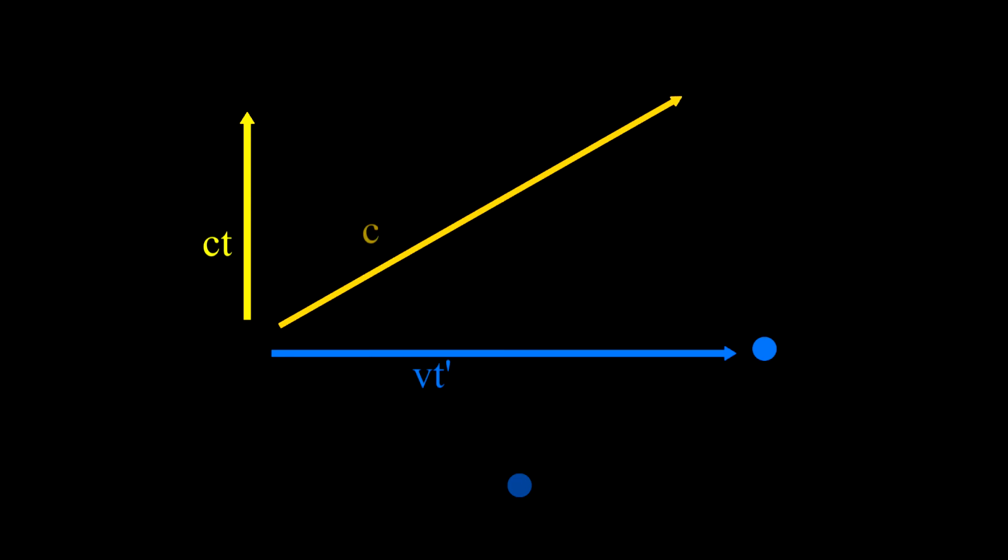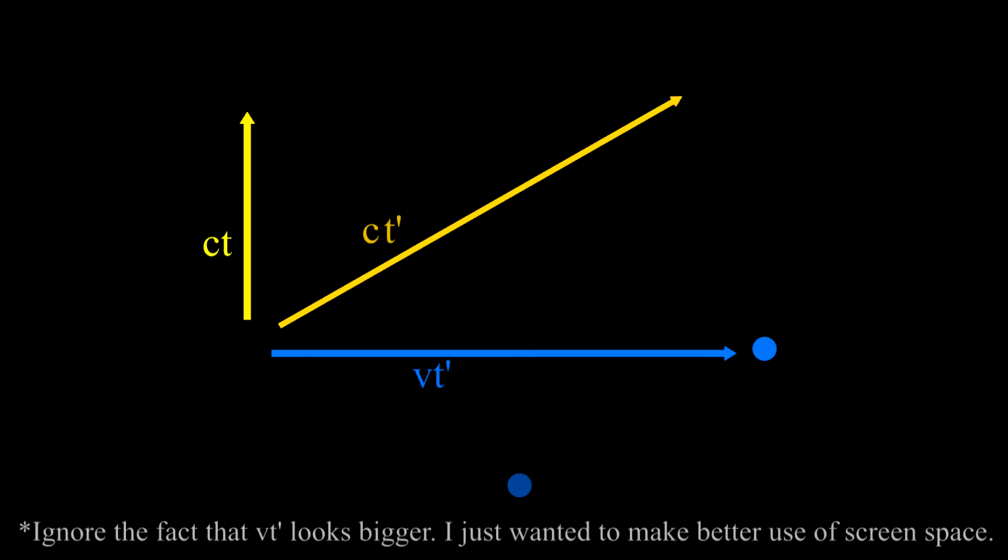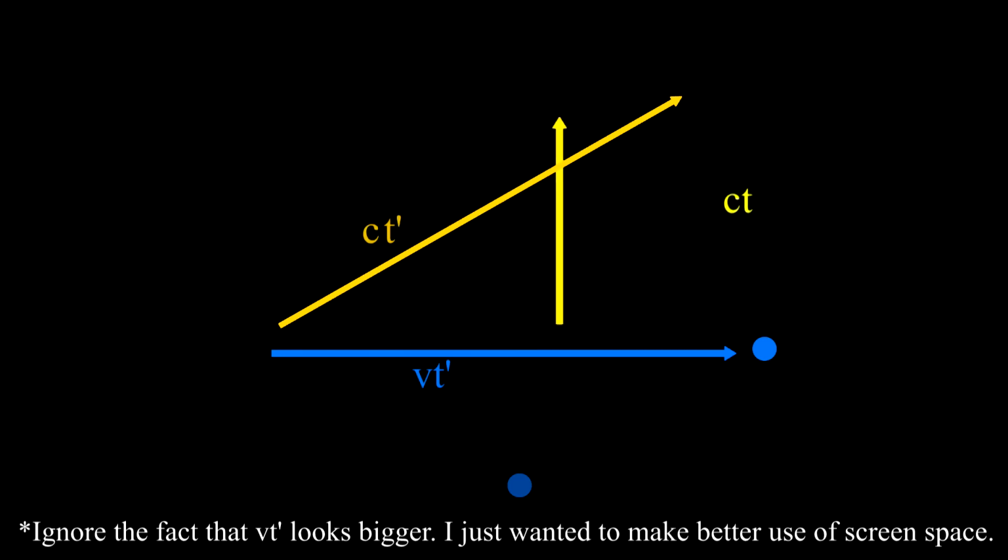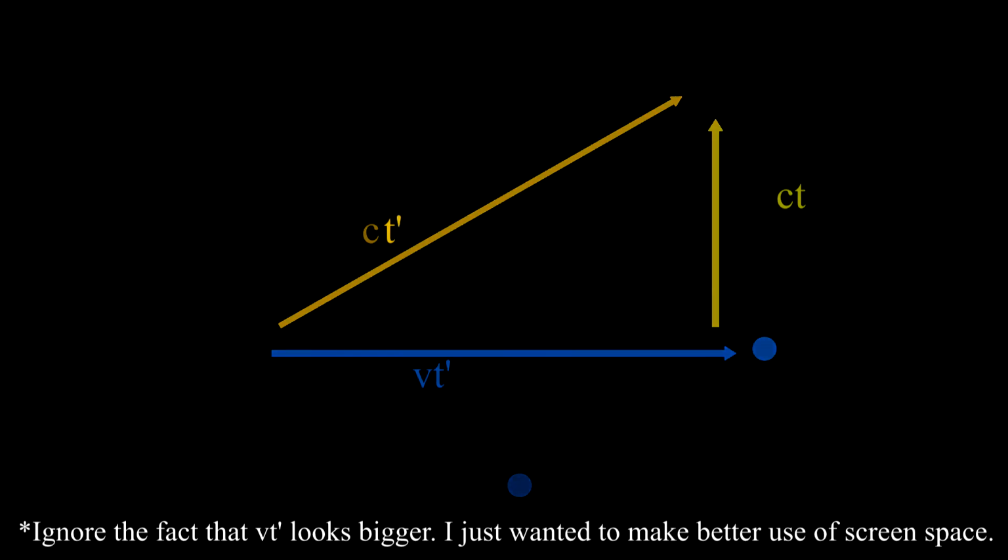To observer B, however, she sees observer A traveling some distance v multiplied by the dilated time t prime, and sees the photon draw out a path like this, with velocity c. And as this arrow is physically larger, it means that it too must be multiplied with dilated time. From here we can see a textbook application of the Pythagorean theorem, which gets us this equation.